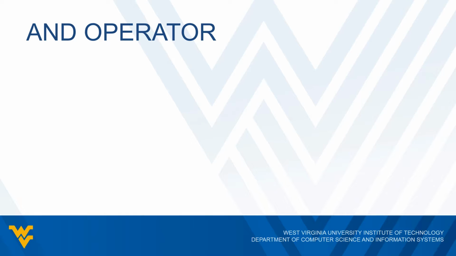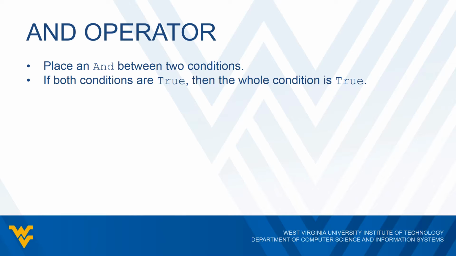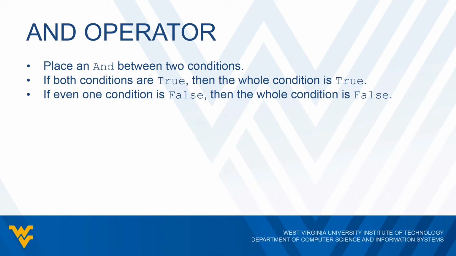For the AND operator, we would combine two conditions by placing the word AND between those conditions. And the way this works is just like any other programming language that uses an AND operator. Like in Java, for example, you use 2 ampersands. If both of the conditions are true, then the combined expression is also true. Now, if even one of the conditions is false, it could be both, but as long as one of them is false, then the whole condition is false.